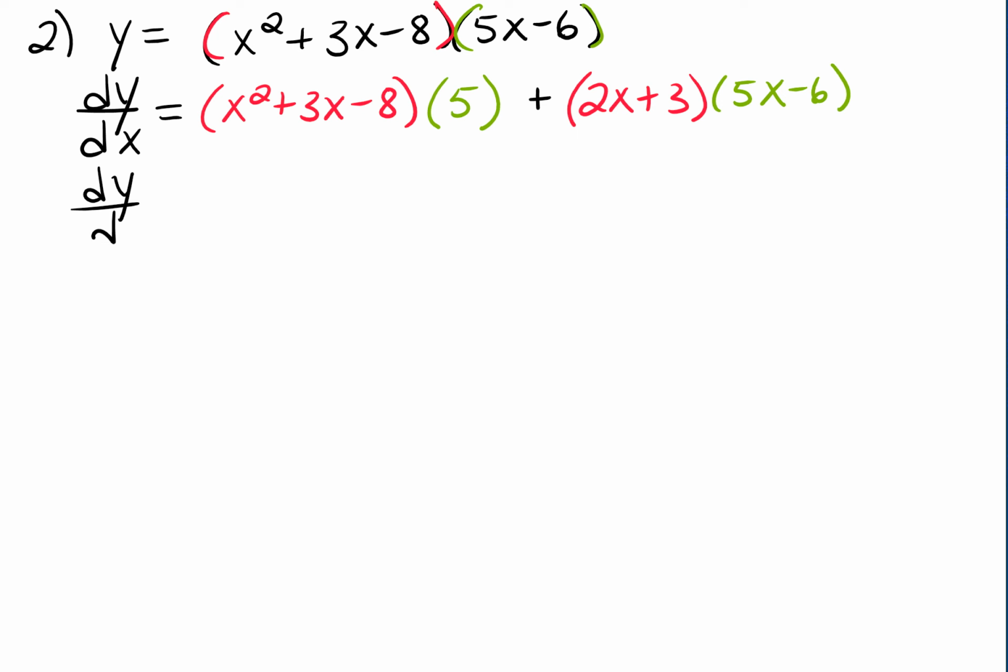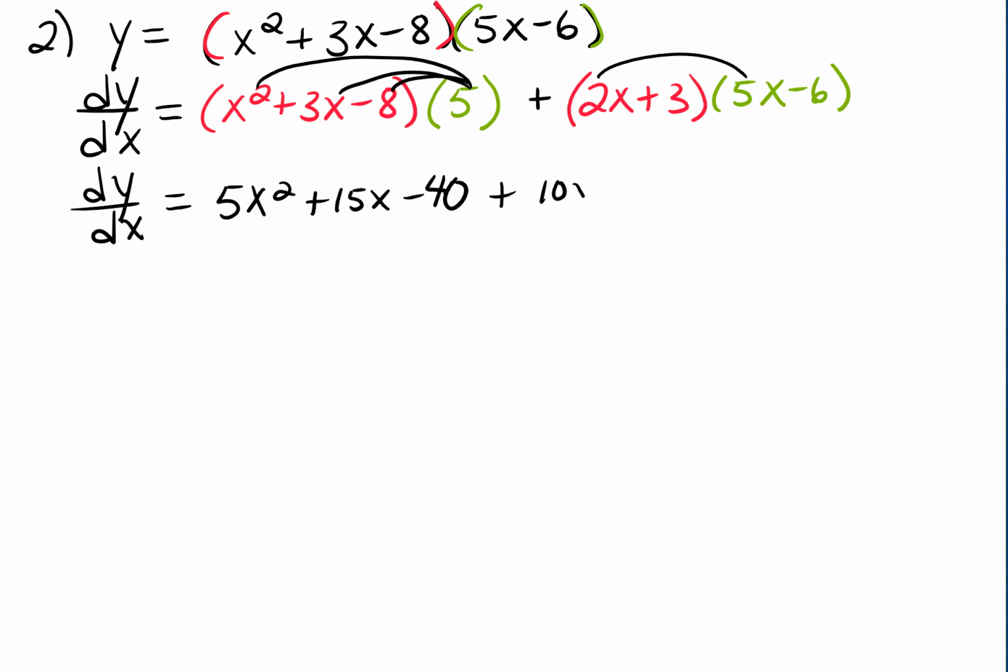Now we do have a little bit of multiplying out here, so this one's a little debatable whether the product rule or multiplying it out first and using the power rule, how much difference the amount of work is. We do have some distributing, so we'll get 5x squared plus 15x minus 40. And then with the foiling, we'll get 10x squared minus 12x plus 15x, and then minus 18.